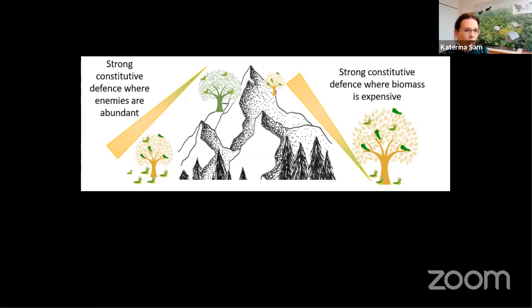And we have generally two hypotheses. One of them is saying that the constitutive defenses should be stronger in the places where the enemies are abundant and should be decreasing towards the higher elevations where the insects are not so abundant. The other hypothesis is saying that the strong constitutive defenses should be in the places where the biomass is very expensive to make and where it is very expensive to replace. And it seems that the Ficus aliana is the direct example of the second hypothesis, protecting itself strongly by the constitutive defenses at the higher elevation and having only the induced defenses in the lower elevation.